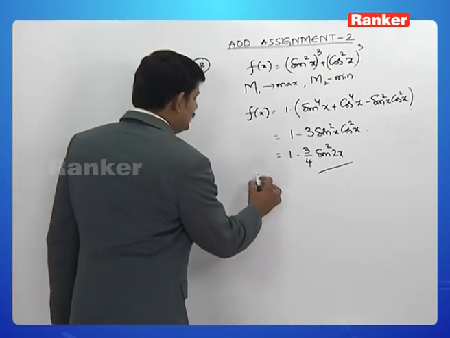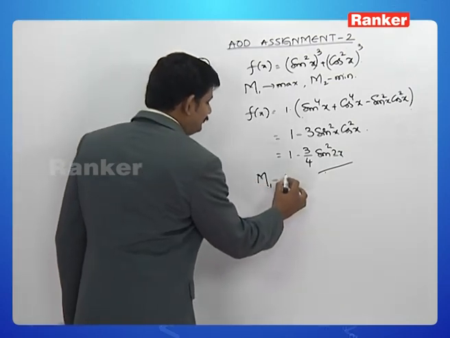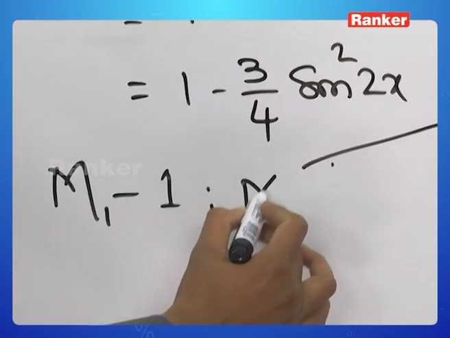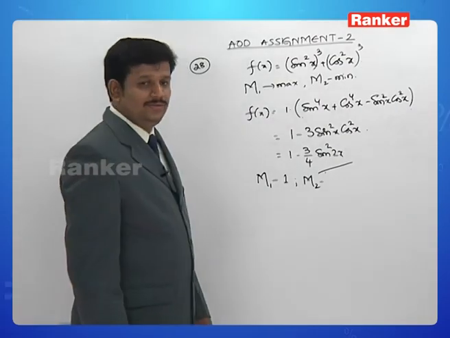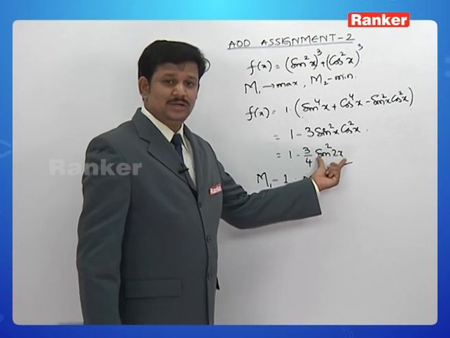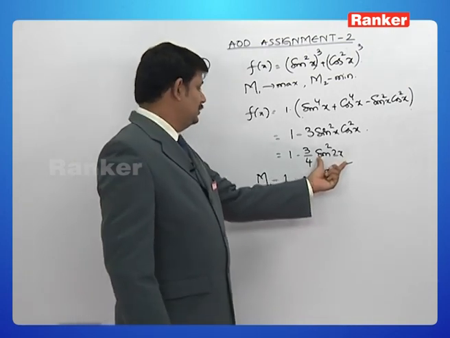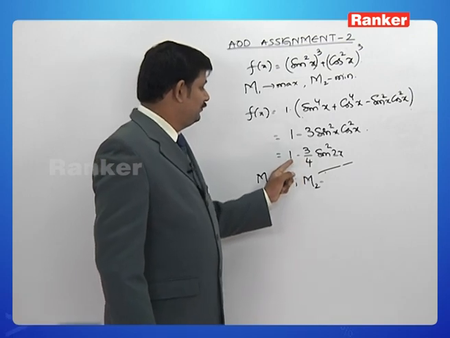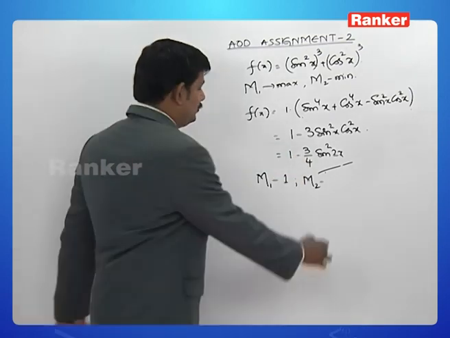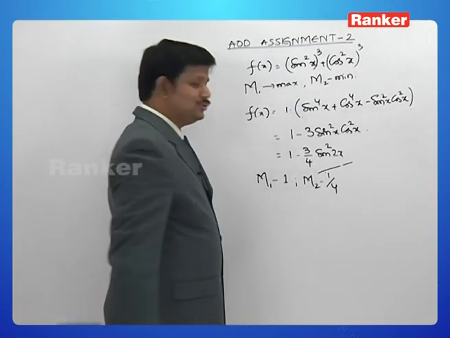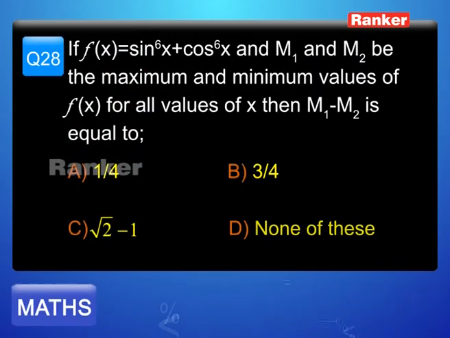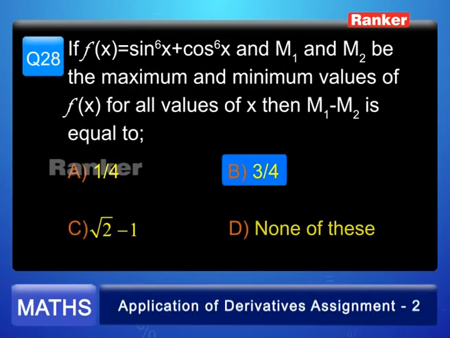So m1 is 1. For m2, the least value of f of x, sin square 2x has to be greatest, and the greatest value of sin square 2x is 1. So the least value of f of x is 1 minus 3 by 4, which is 1 by 4. So m1 is 1, m2 is 1 by 4, and m1 minus m2 is 3 by 4, which is option B.